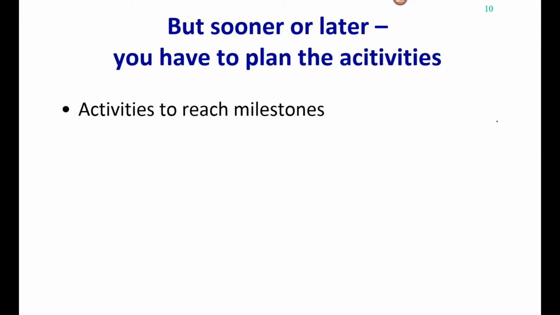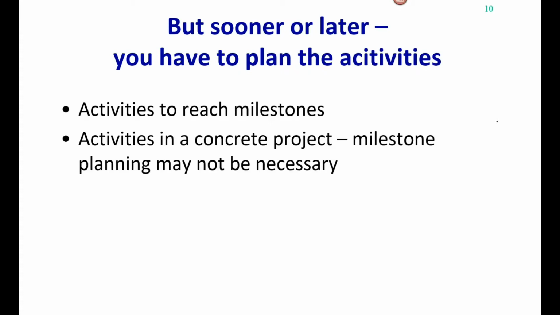And as we saw, we can plan them gradually, but if it's a very uncertain project, there is no way we can plan all the activities for the whole project. So we have activities to reach milestones, activities in a concrete project. Milestone planning in that case may not be necessary at all, because in such a project there is low uncertainty.